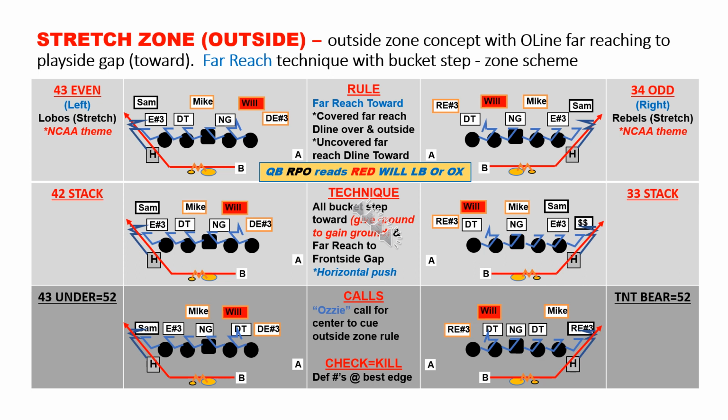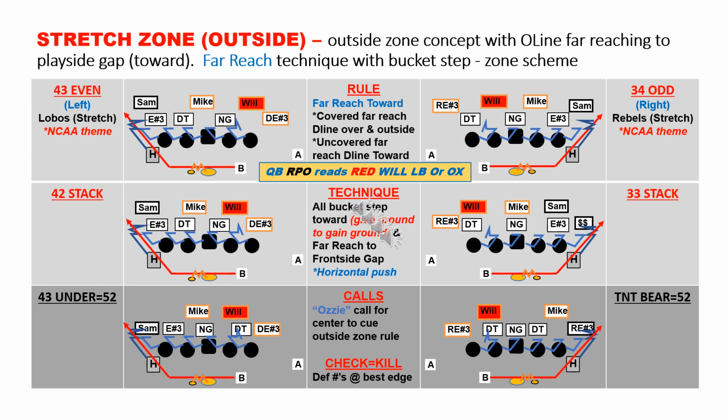You can see we use an NCAA theme, so Lobos to the left and Rebels to the right. If the lineman is covered, he's going to far reach to that D lineman over him or to his outside. If the lineman is uncovered, then you're going to far reach to the next D lineman towards the play call.